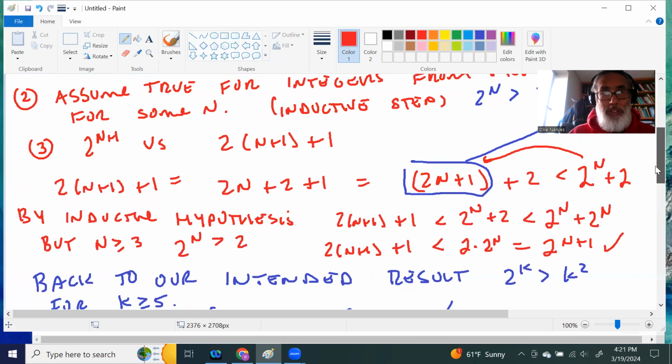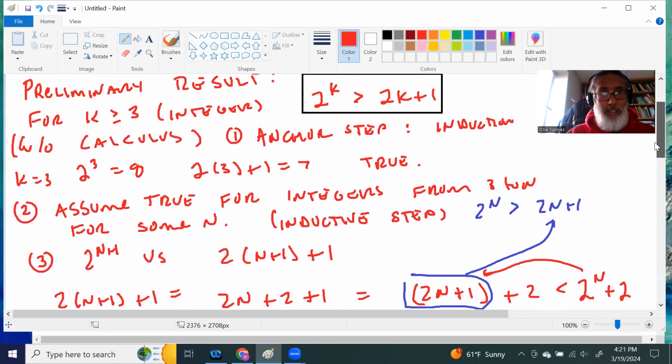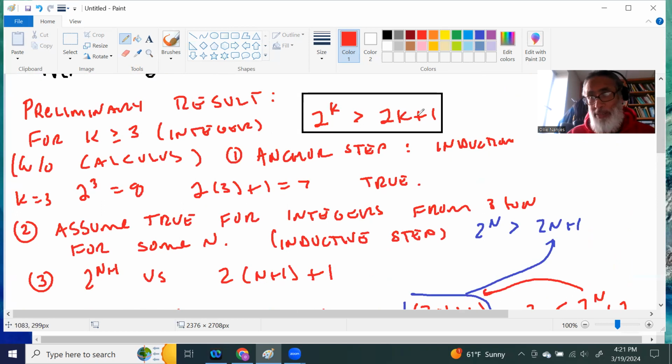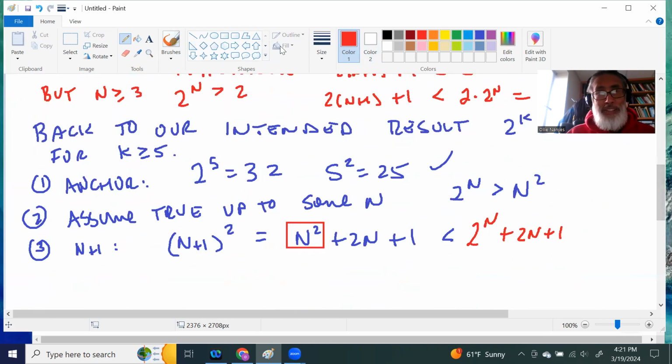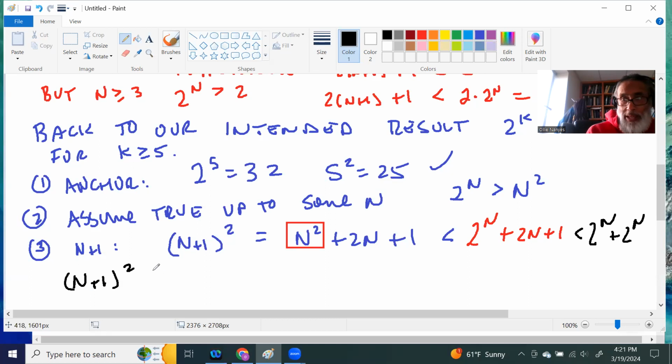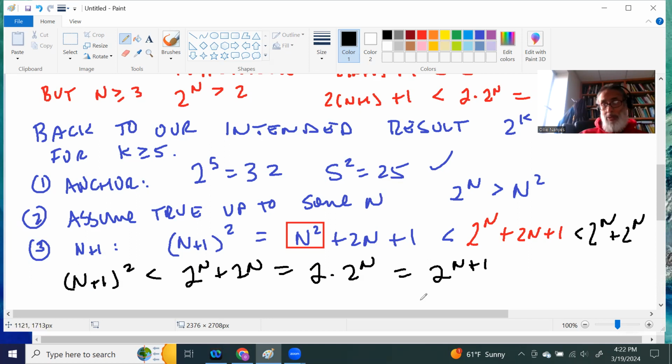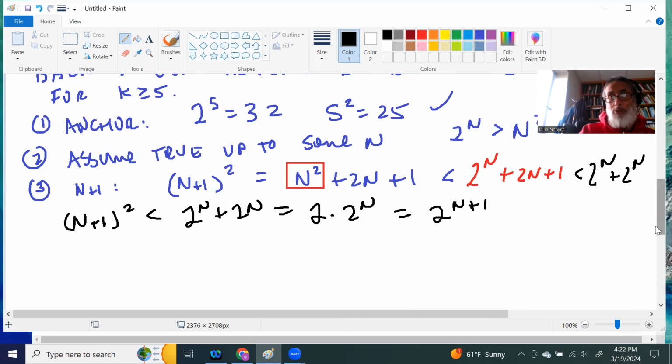But then, by our preliminary result here, by what's in black, that is going to be less than 2 to the n plus 2 to the n, because 2n plus 1 is less than 2 to the n. So we get n plus 1 squared is less than 2 to the n plus 2 to the n, which is equal to 2 times 2 to the n, which is 2 to the n plus 1. So we've proved what we needed to show.